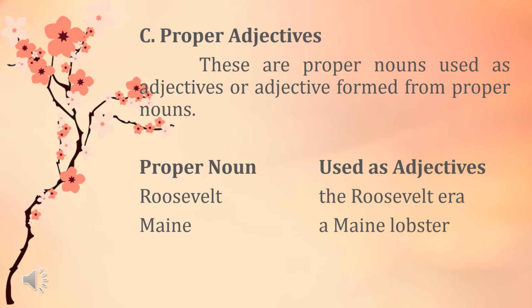Another example, we have the proper noun Maine. If we're going to use that word as a proper adjective, we need to combine it with another word to make it a phrase, which is a Maine lobster. So as you can see, the Roosevelt era and a Maine lobster, those are proper nouns used as an adjective or adjective formed from another proper noun.